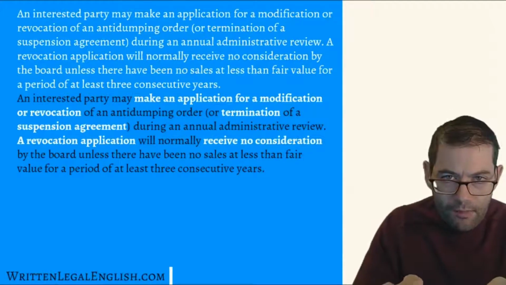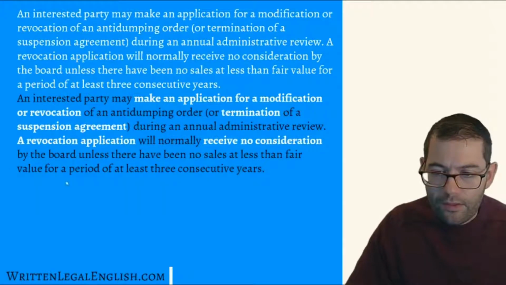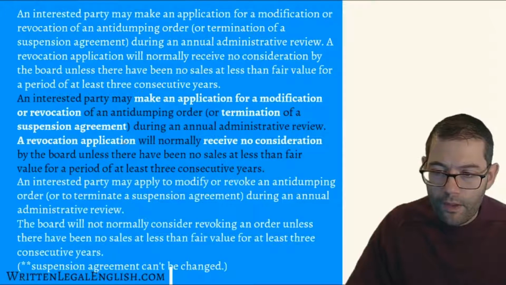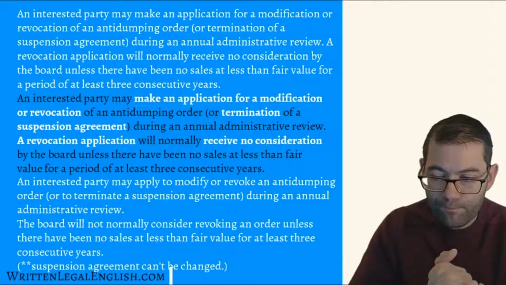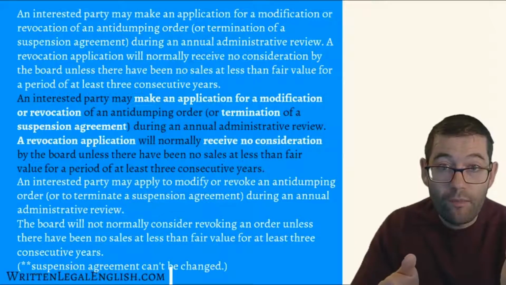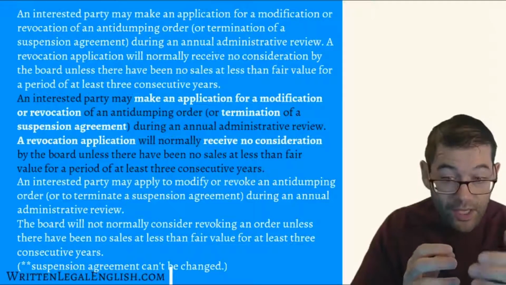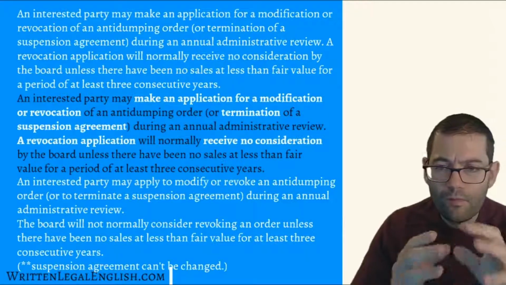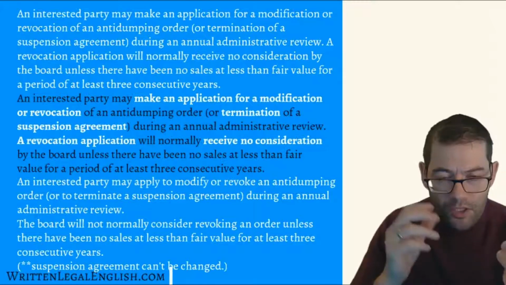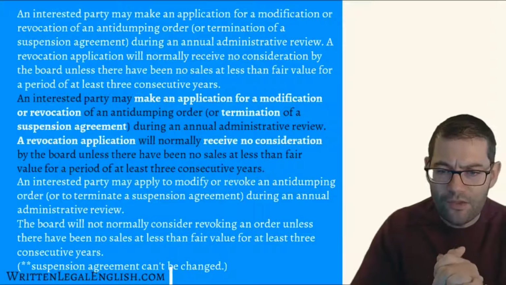I'm going to put my solution up in a second, so you'll see. In fact, I'll pop it up now, and then I'll talk through it. Cool. So here at the bottom, you can see, just squeezed in, an interested party may apply to modify or revoke an anti-dumping order. And here we can use exactly the same idea in the brackets as well, or to terminate a suspension agreement during an annual administrative review. And that sentence is much stronger, much better at communicating the main message, if we understand the main message correctly.